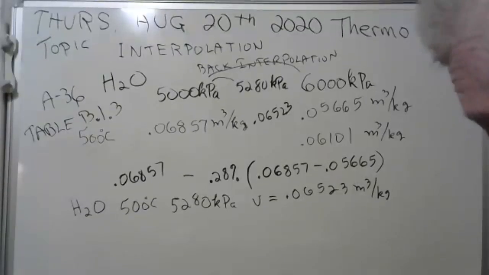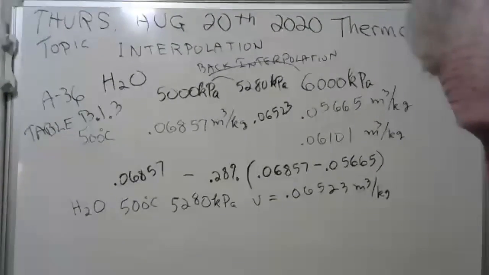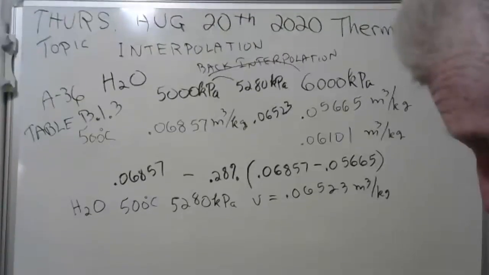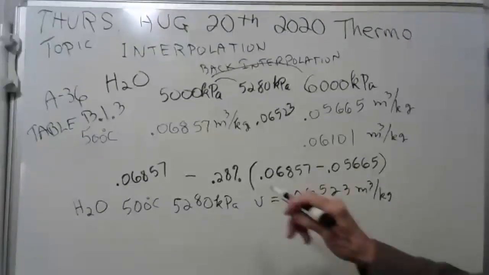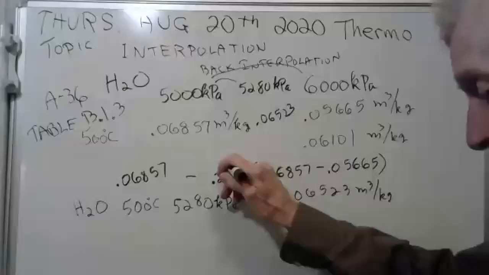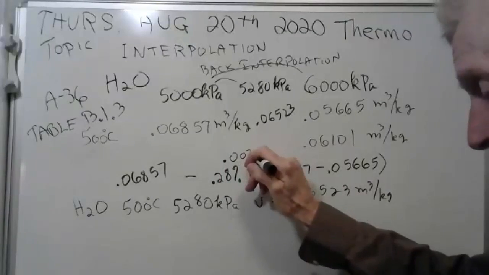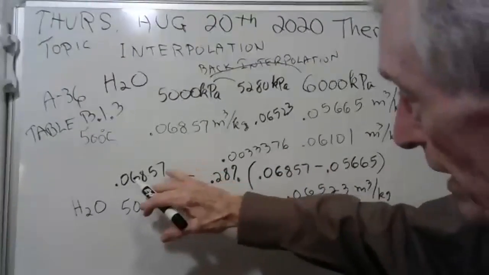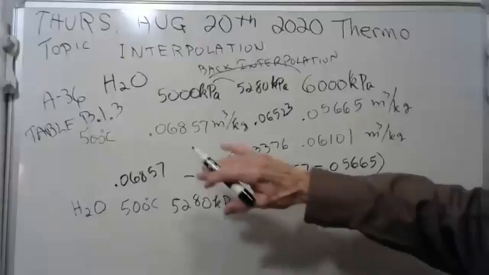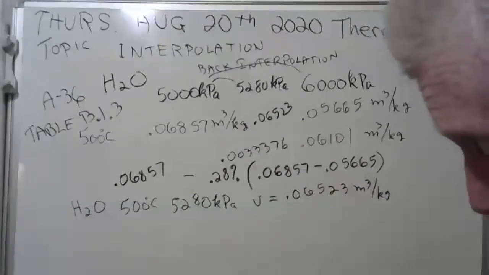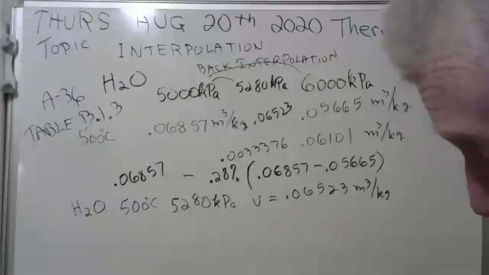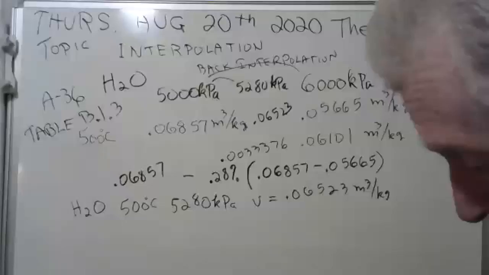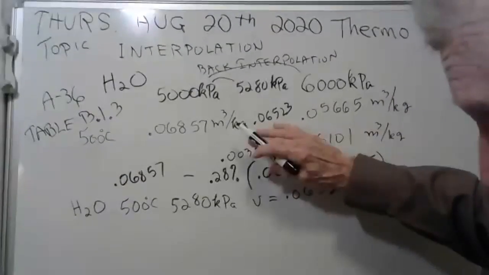0.06857 minus 0.05665. And then you multiply by 28%. And what all of this is equal to is 0.0033376. And you're going to have to subtract it because the numbers are getting smaller. See? So I'm going to subtract that number from the 0.06857. And I get 0.06523.